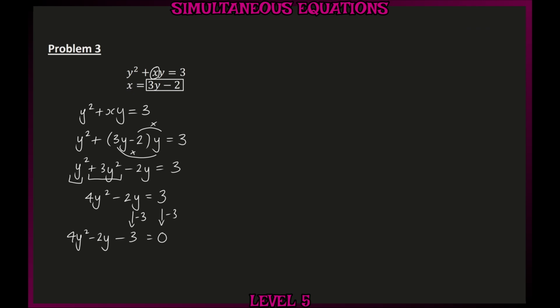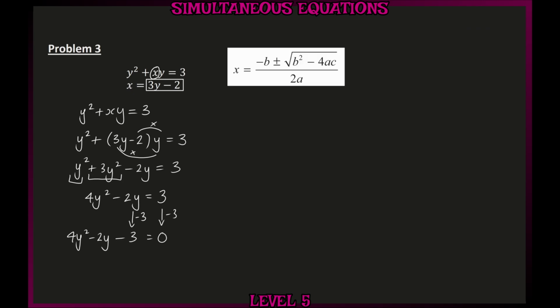Now to solve this quadratic, and again, because we have a number in front of the y squared that's not 1, it tends to be easiest to use the quadratic formula. So here, our value of a is 4, b is minus 2, and c is minus 3.